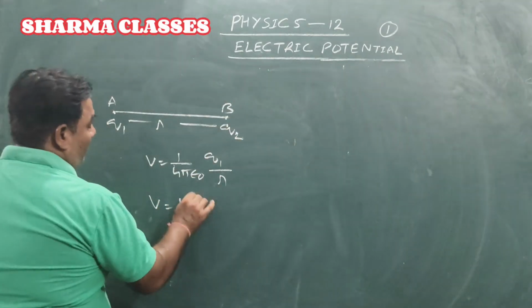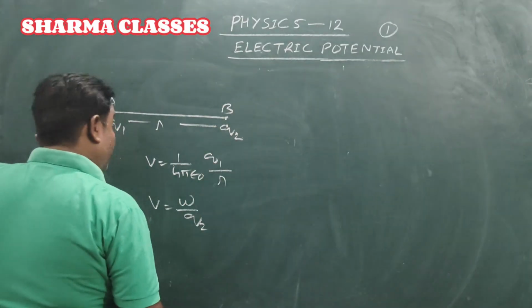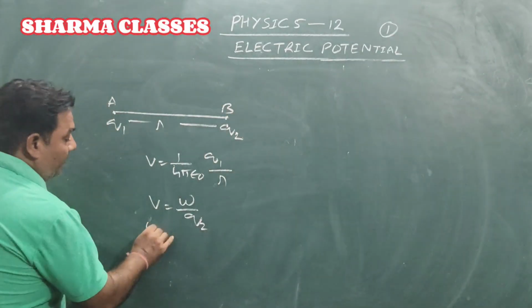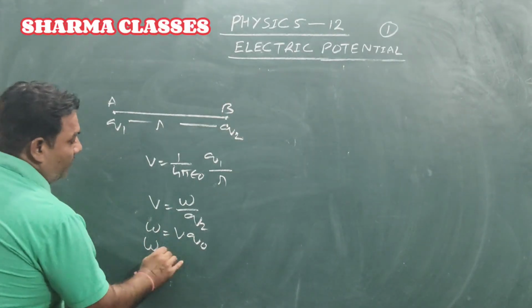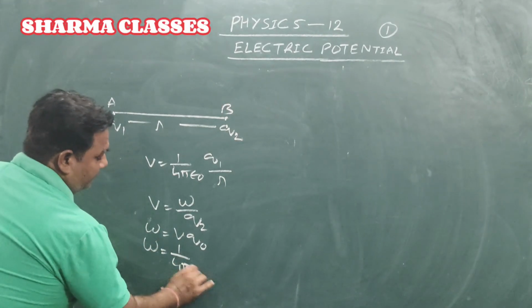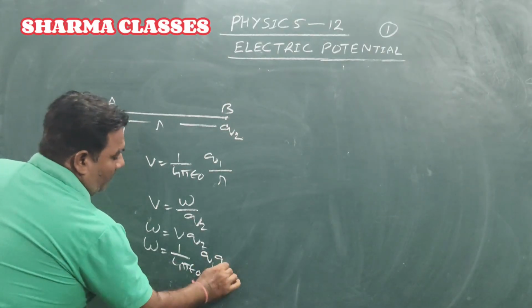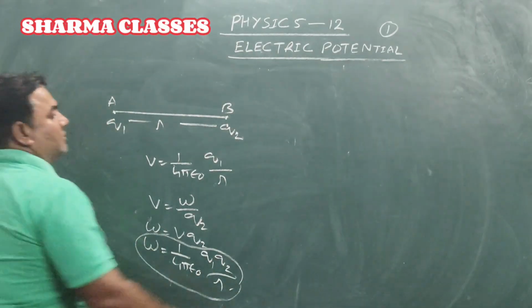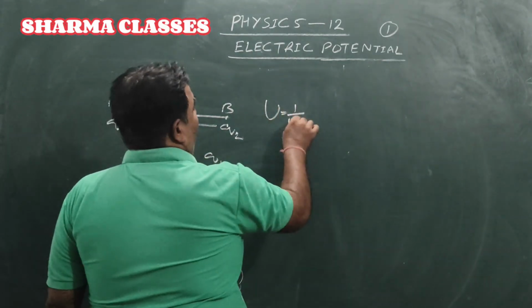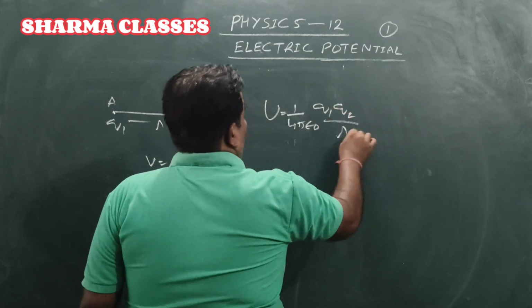Now the work done by taking this charge from infinity to this point: V is equal to W upon Q2. Since the Q2 charge is taken from infinity to this point, W is equal to V into Q2. That is, W is equal to 1 upon 4 pi epsilon naught Q1 Q2 upon r. This is the work, and this work is the potential energy of the system. U is equal to 1 upon 4 pi epsilon naught Q1 Q2 upon r. That is the formula of potential energy.